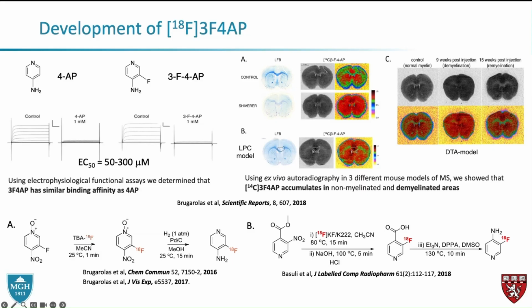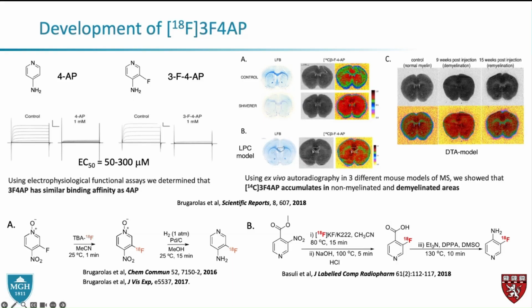So here you have potassium channel Kv1.2 expressed in frog oocytes, and you're applying a voltage, and when you apply a voltage, the channels open and potassium goes through. You have a medium that only contains potassium. When you give 4-AP, it blocks the channel and you don't see the current going through. 3-F-4-AP, that's the same thing. So this confirmed that it's binding to the channel with about the same efficacy.